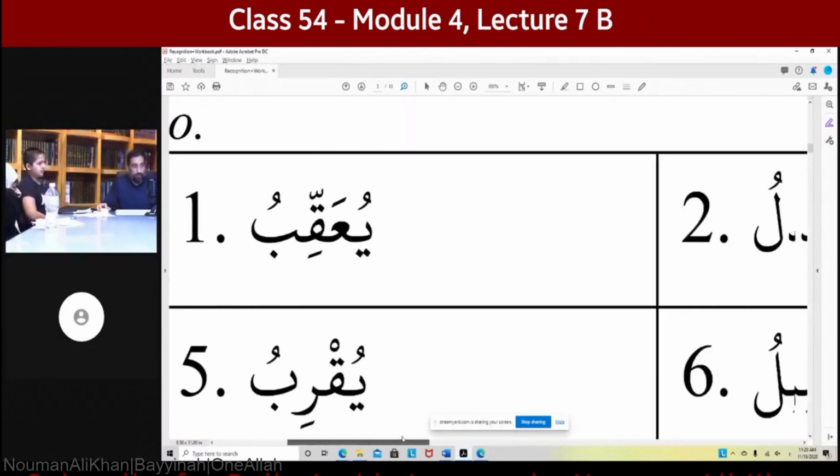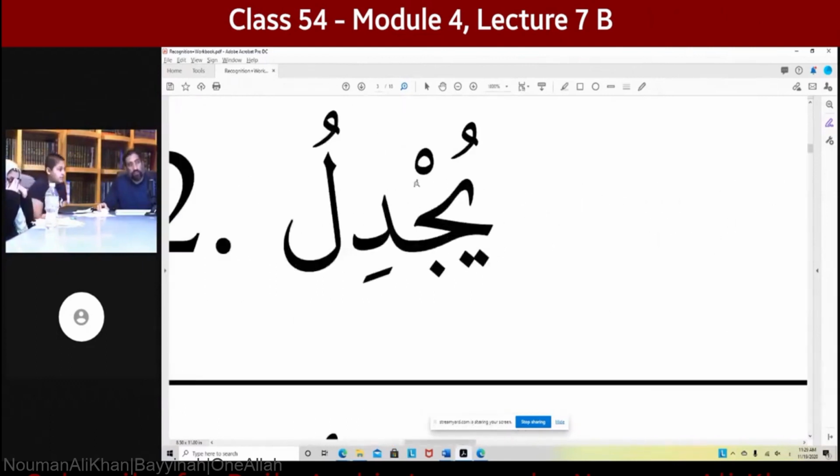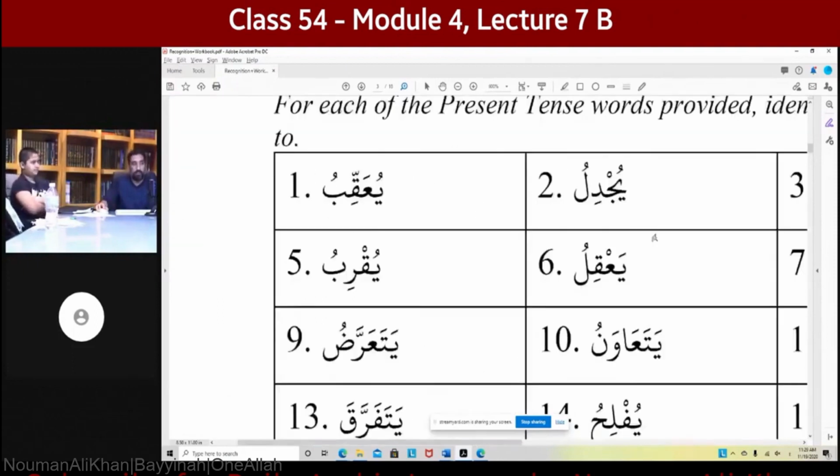Let's work through all of these. Yujdilu. Notice how you stopped at the second letter? First of all, it began with yu, and there's only 3 yu families. Aslama yuslimu, allama yu'allimu, jahada yujahidu. This is definitely a match for Aslama. Aslama yuslimu, yujdilu. So what do you get? What 3 words do you get? Past, present, and masdar. What are they? Ajdala yujdilu ijdalan. Brilliant. That's it.